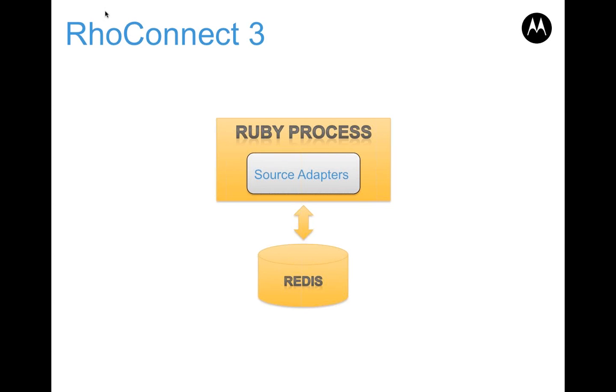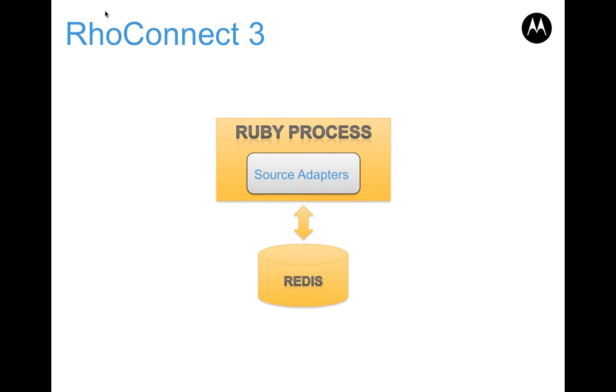So here's a very simplified view of RhoConnect 3, and how the process is set up to run source adapters. You just have a single Ruby process. In this case, it's run by the thin web server, and that thin process will manage executing your source adapter code, which is all in the same Ruby process. It'll interact with Redis, and it's just a simple package as part of one process.